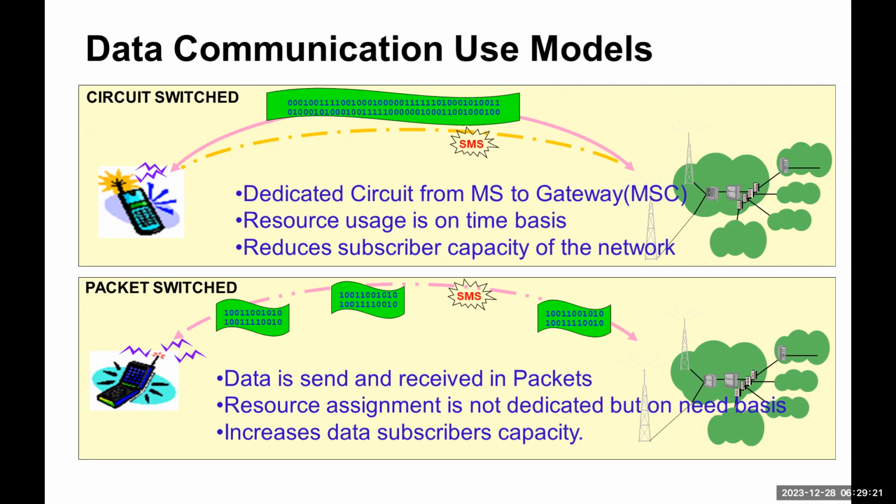right? So in this method, resource utilization is on the time basis. In the circuit switch, resource utilization is on the time basis and hence reduces the number of resources for data calls. As a result, it reduces the subscriber capacity of the network.